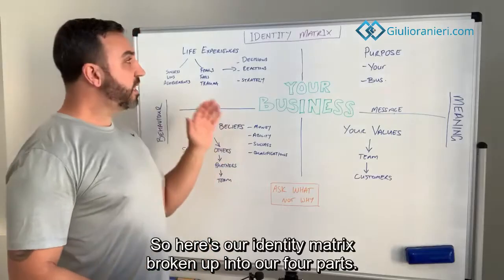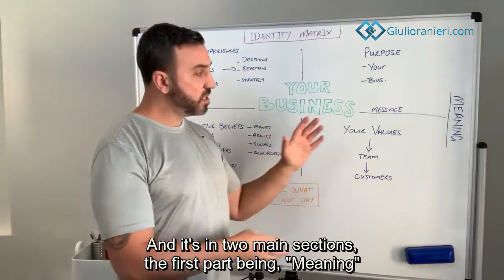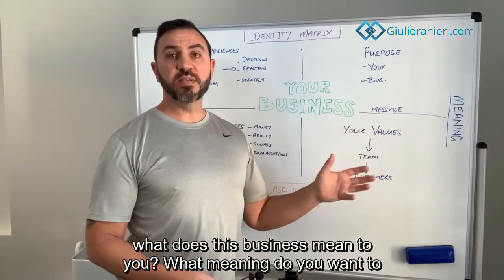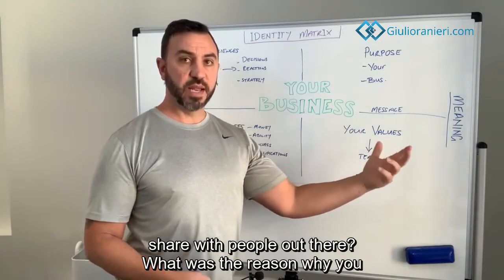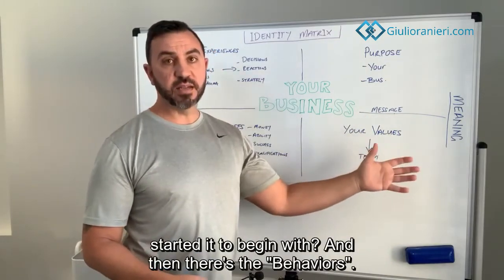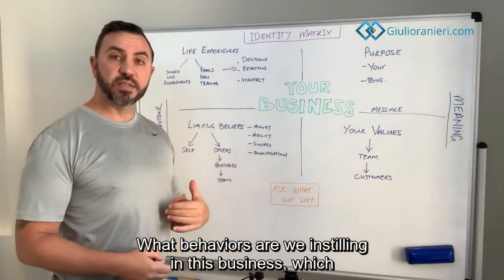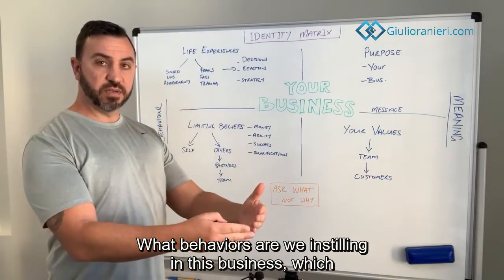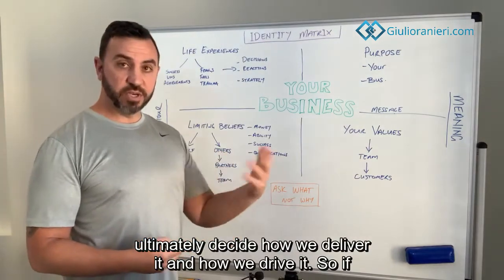So here's our identity matrix broken up into our 4 parts, and it's in 2 main sections. The first part being meaning. What does this business mean to you? What meaning do you want to share with people out there? What was the reason why you started it to begin with? And then there's the behaviors. What behaviors are we instilling in this business, which ultimately decide how we deliver it and how we drive it?